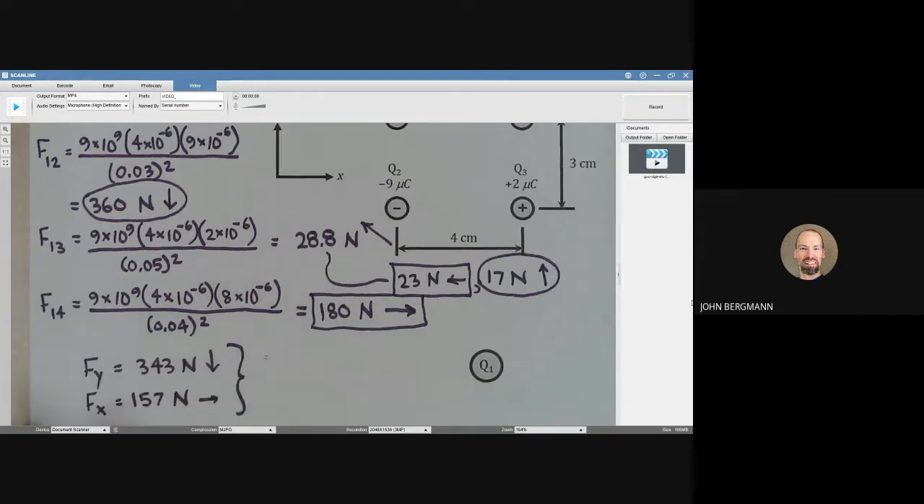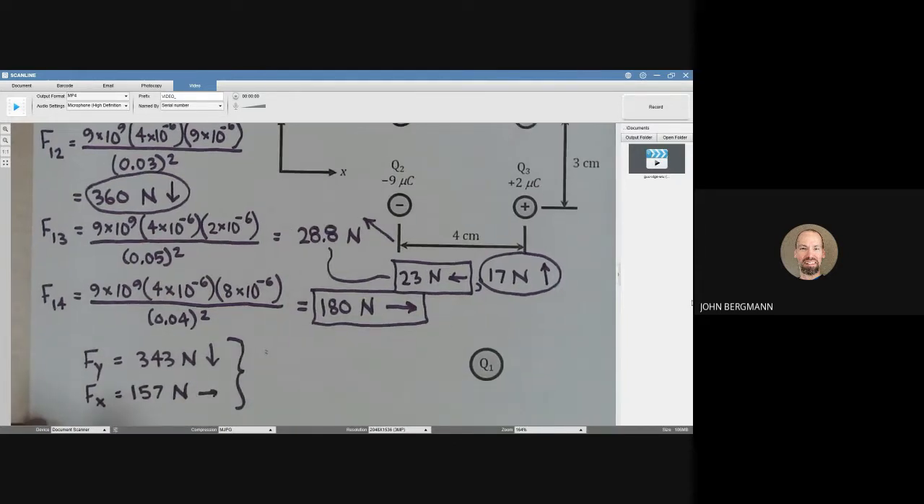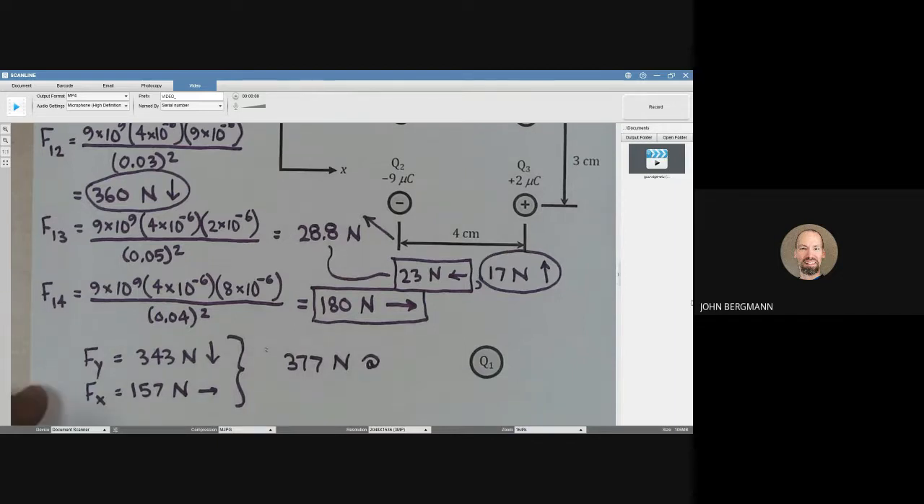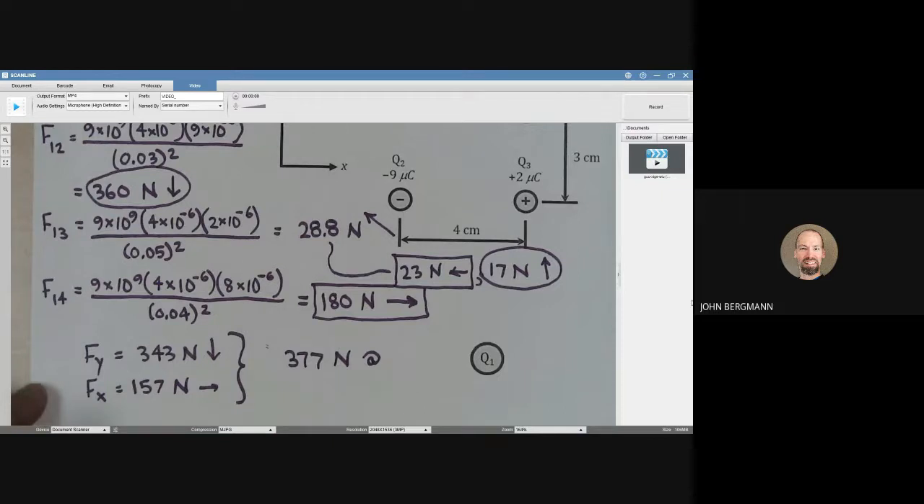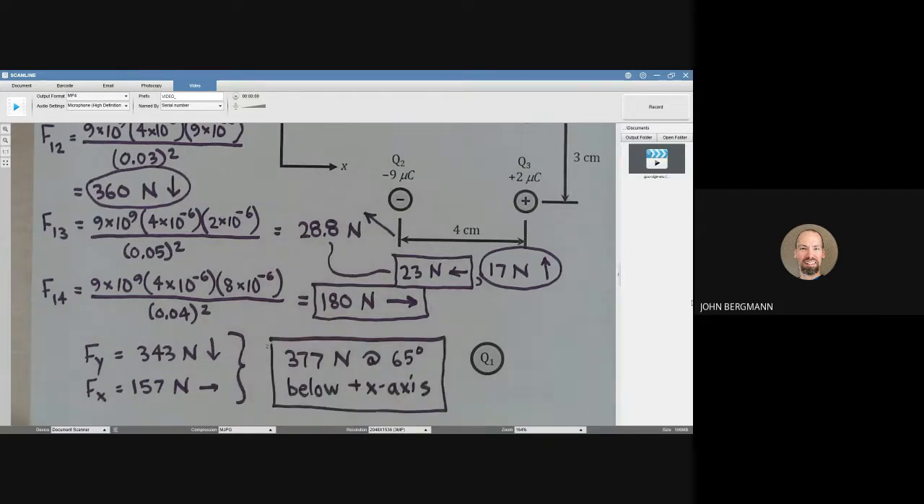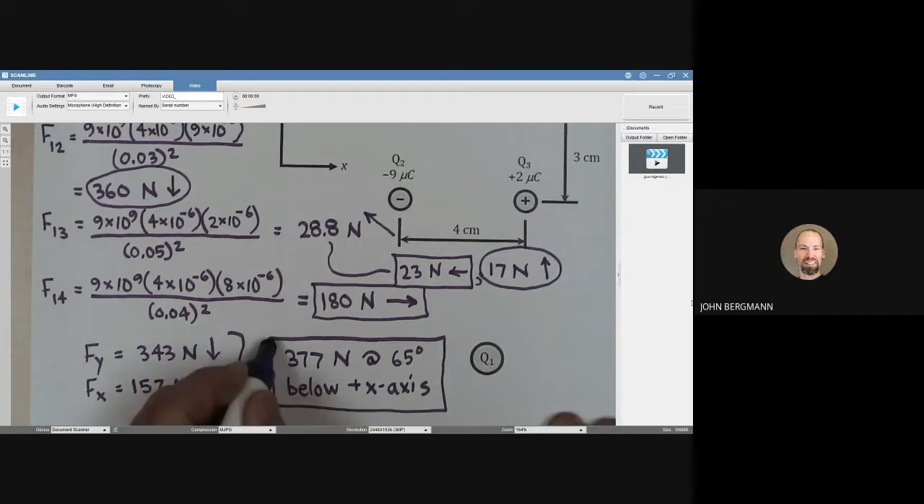And then when you use the Pythagorean theorem on those to determine the magnitude of that overall force, I got 377 newtons. And again, I'm not going to show you how to do this. Hopefully you learned it in a previous physics class. If you use your inverse tangent key correctly, 65 degrees below the positive x-axis. We're not worried about significant figures here. We're just making sure that we've gone through one procedure so you can kind of see how this is done.